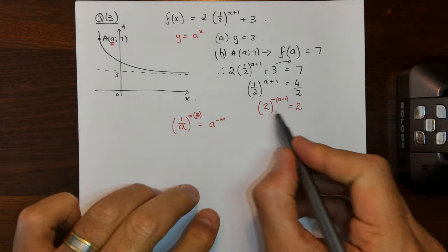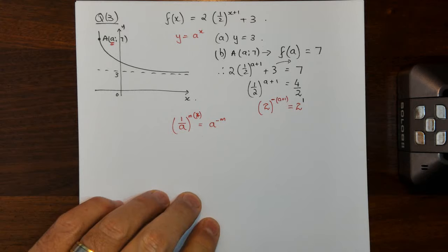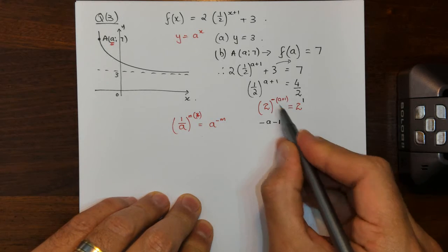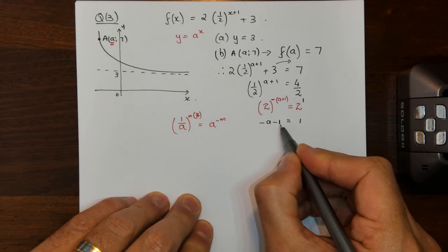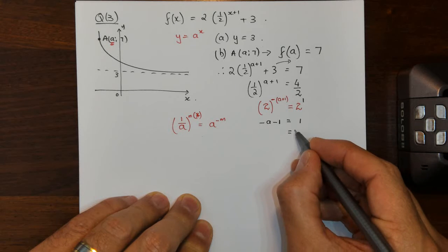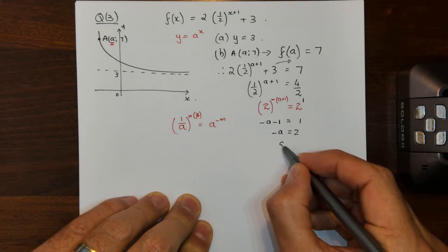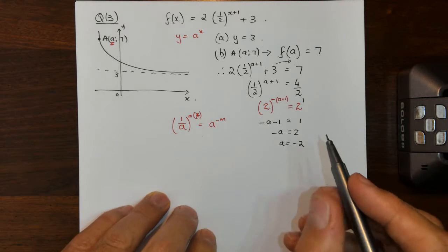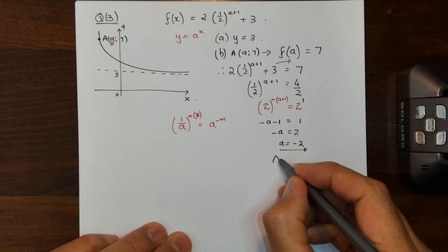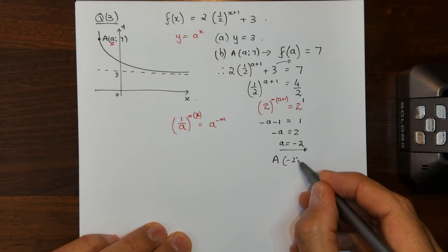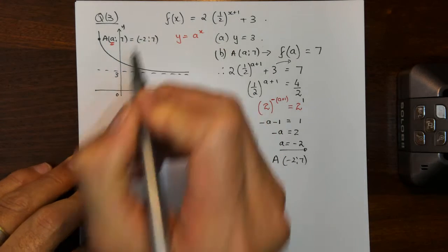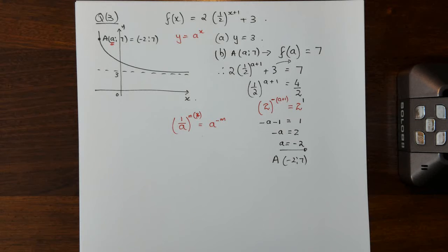So now I can ignore the bases. Remember, the power on the right is 1. So I have minus a minus 1 on the left-hand side is equal to the 1 on the right-hand side. You throw the 1 over to the right-hand side, it becomes 1 plus 1 is 2. Minus a is 2, so a is indeed equal to negative 2. And there you've got it. So the point A will be the point minus 2 and 7. Okay, so this is the point minus 2 and 7 if we're going to need it later on.